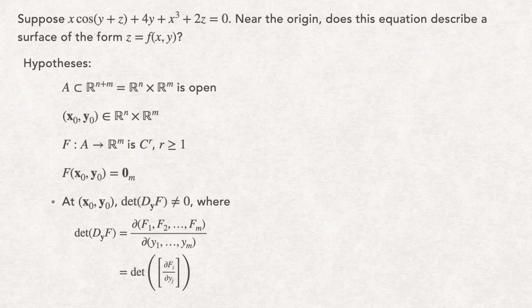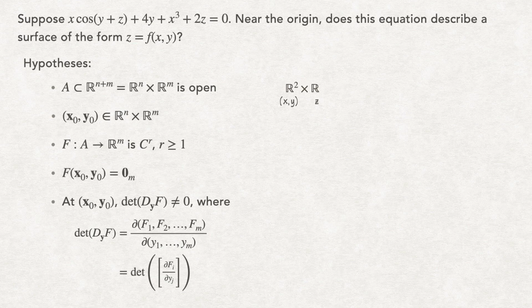Notice we are starting in R3. For that, I just look at the fact that we have x, y, and z. When we decompose it into a Cartesian product, it's going to be independent variables and dependent variables. In other words, we're trying to think of z as a function of x and y. So I want to decompose R3 as R2 cross R.